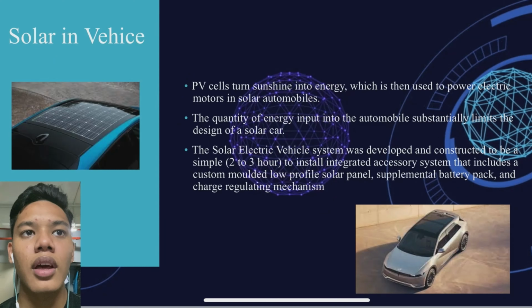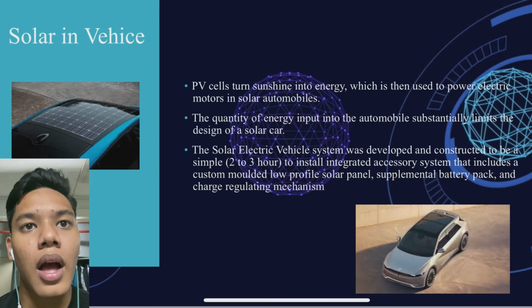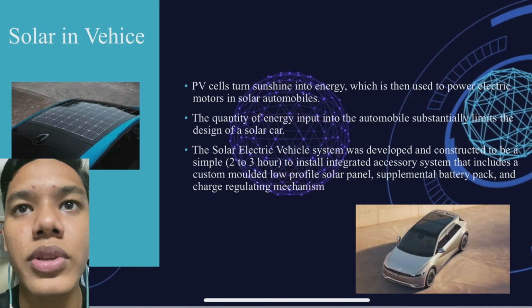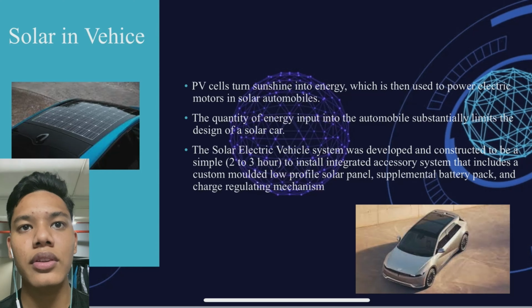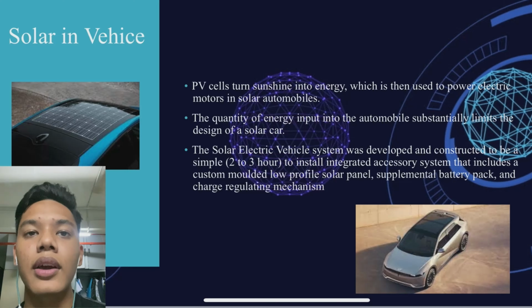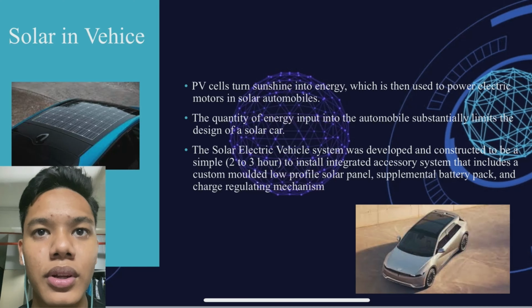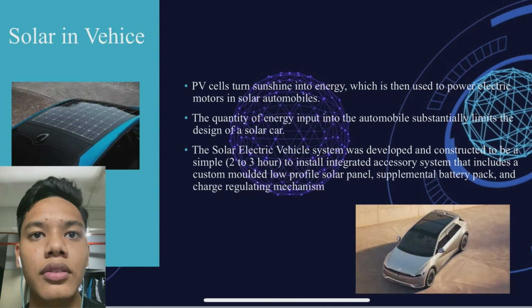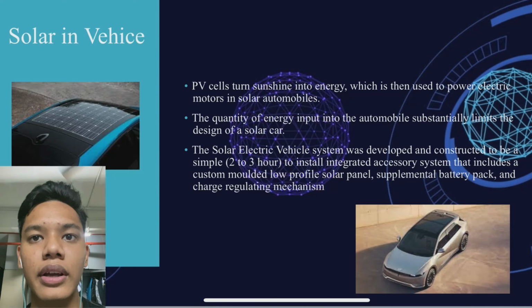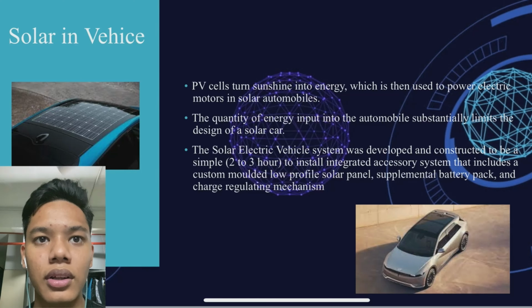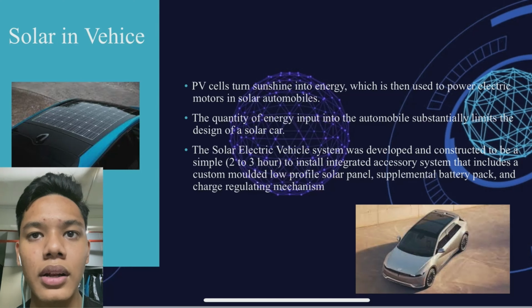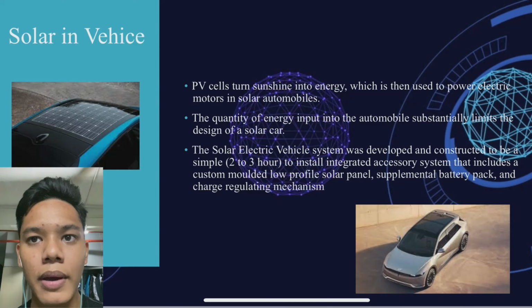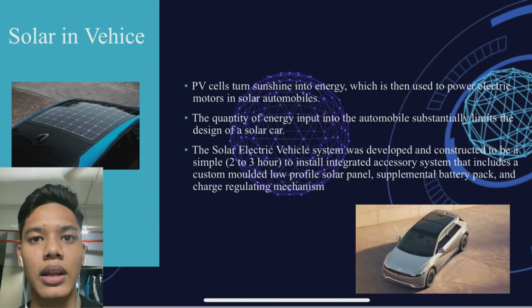The second one is solar in vehicles. PV cells turn sunshine into energy, which is then used to power electric motors in solar automobiles. The quantity of energy input into the automobile sustainably limits the design of a solar car. The solar electric vehicle system was developed into a simple 2 or 3 hour install integrated accessory system that includes a custom module, low profile solar panel, supplemental battery pack and charge regulating mechanism.